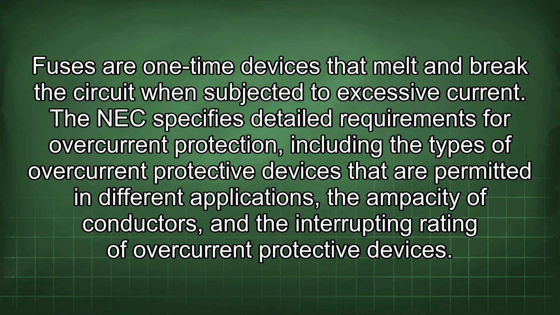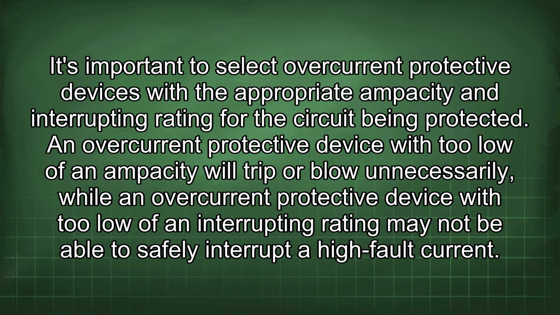The NEC specifies detailed requirements for overcurrent protection, including the types of overcurrent protective devices that are permitted in different applications, the ampacity of conductors, and the interrupting rating of overcurrent protective devices. It's important to select overcurrent protective devices with the appropriate ampacity and interrupting rating for the circuit being protected. An overcurrent protective device with too low of an ampacity will trip or blow unnecessarily, while an overcurrent protective device with too low of an interrupting rating may not be able to safely interrupt a high fault current.